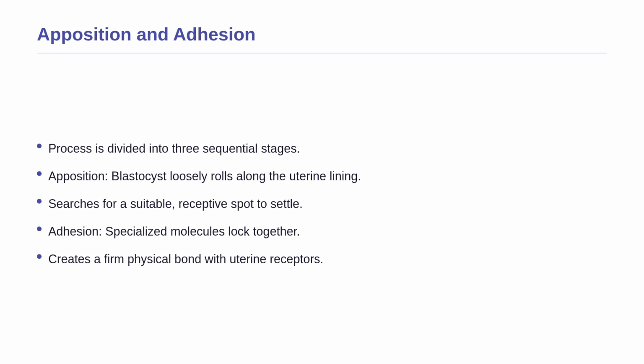This brings us to the specific steps of the process, which is divided into 3 sequential stages. The first stage is apposition. During this phase, the blastocyst loosely rolls along the uterine lining, almost like it is searching for the perfect, receptive spot to settle. Once it finds that spot, the second stage, adhesion, begins. Here, specialized molecules on the surface of the embryo lock together with receptors on the uterine wall, creating a firm and secure physical bond.